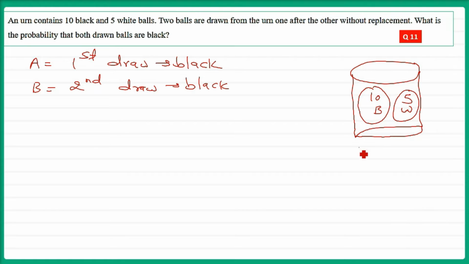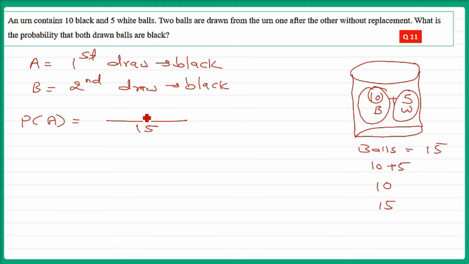Now 5 plus 10 is what? The total balls are 15. We haven't started drawing as of now. Initially 10 plus 5, the total number of cases is 15. Now the probability of getting a black in the first case, 15 will be the total number of cases. But there are only 10 black balls, so the favorable cases will be 10. So 10 divided by 15 is 2 by 3.